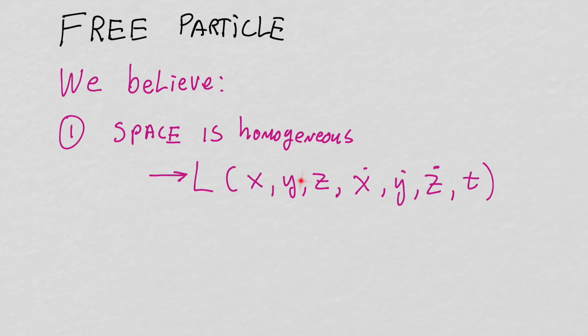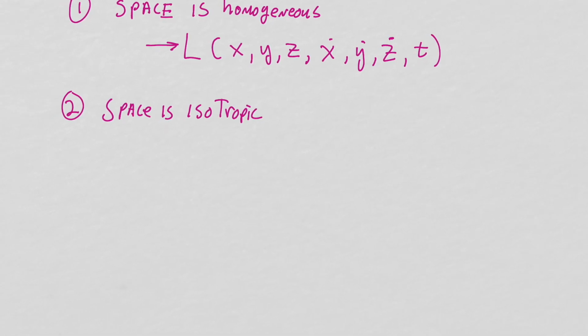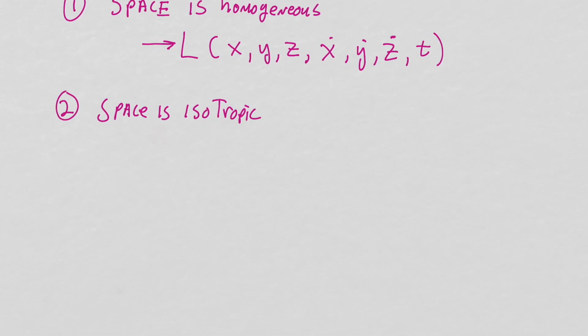So is that enough? No, we have other things that we believe. We believe that space is also isotropic. And isotropic is a way of saying that every direction in space is the same, right? So if I were to move in this direction in space, space has the same impedance to my motion as if I were to move in any other direction in space, right? It doesn't matter which way I'm going, which way the particle is going, space is not going to impede the motion any differently in any different direction.